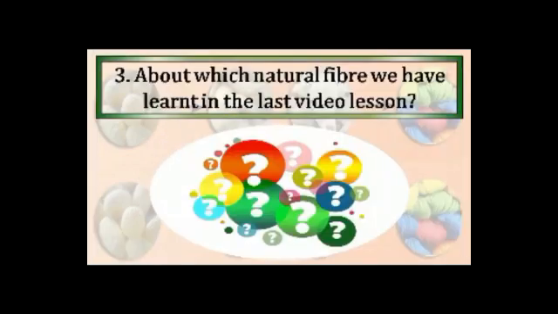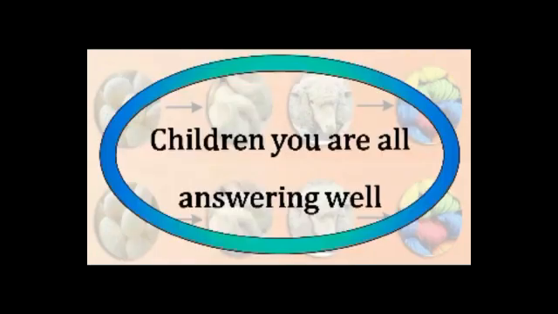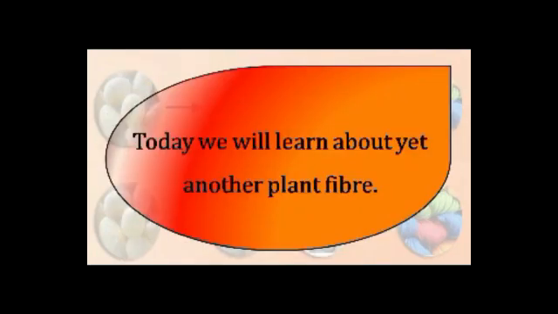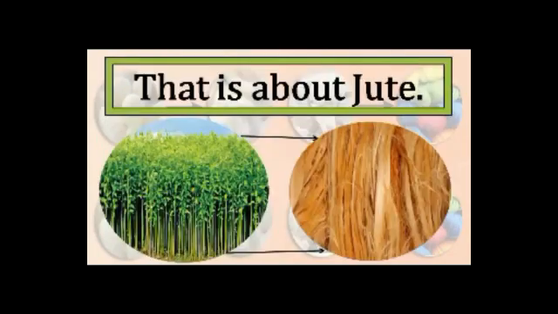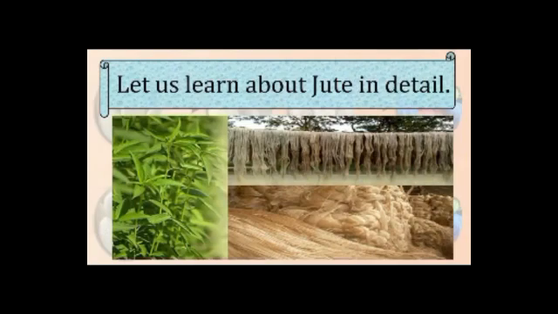Third question: about which natural fiber we have learnt in the last video lesson? Good, you are right. We have learnt about cotton fiber, which occurs naturally and we get from the cotton plant. Okay. Children, you all are answering well. Today we will learn about yet another plant fiber, that is about jute. Slaters, we all know that jute is obtained from the stem of a plant called patson. Let us learn about jute in detail.